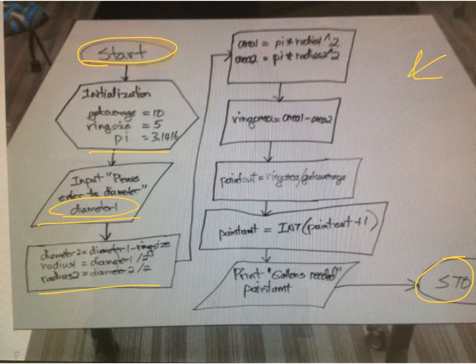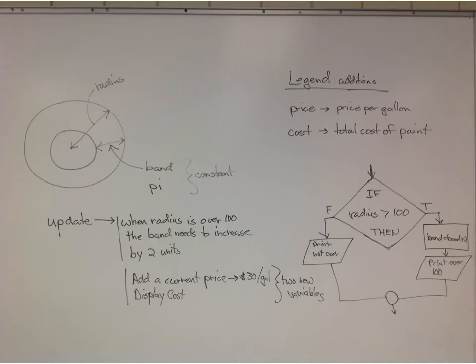Okay. Then we did some work here to get the radius. Did our calculations. Printed it out and stopped. Linear structure. Okay.